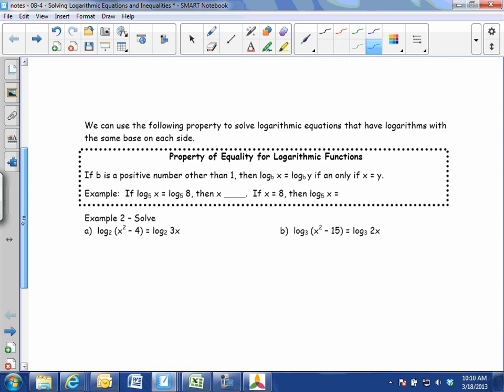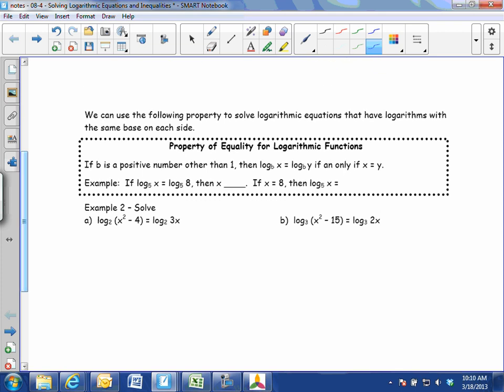All right, going on. We can use the following property to solve logarithmic equations that have logarithms with the same base on both sides. Just like when we had 2 to the x equals 2 to the negative 7. What does x equal? 7, because the bases were the same, right? So we know that the exponents were the same. Same idea, exactly the same idea.